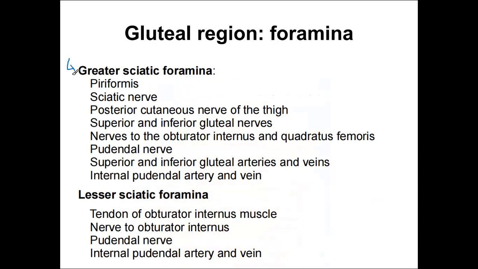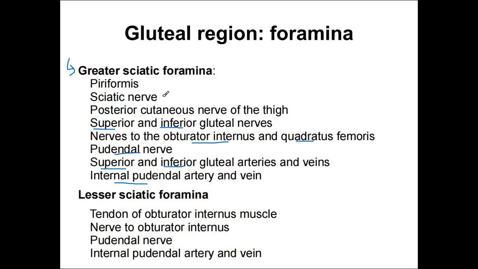So passing through the greater sciatic foramen, we have the piriformis muscle that we say divides this foramen into two compartments, an upper and a lower compartment. We have the sciatic nerve passing through the lower part. We have the posterior cutaneous nerve of the thigh. We have the superior and inferior gluteal nerves, with the superior gluteal nerve passing on the superior compartment, the inferior passing on the lower compartment. We have nerves to the obturator internus and quadratus femoris. We have the pudendal nerve. We have the superior and inferior gluteal arteries, and the superior gluteal artery passing on the superior compartment. Then we have the internal pudendal artery and vein.